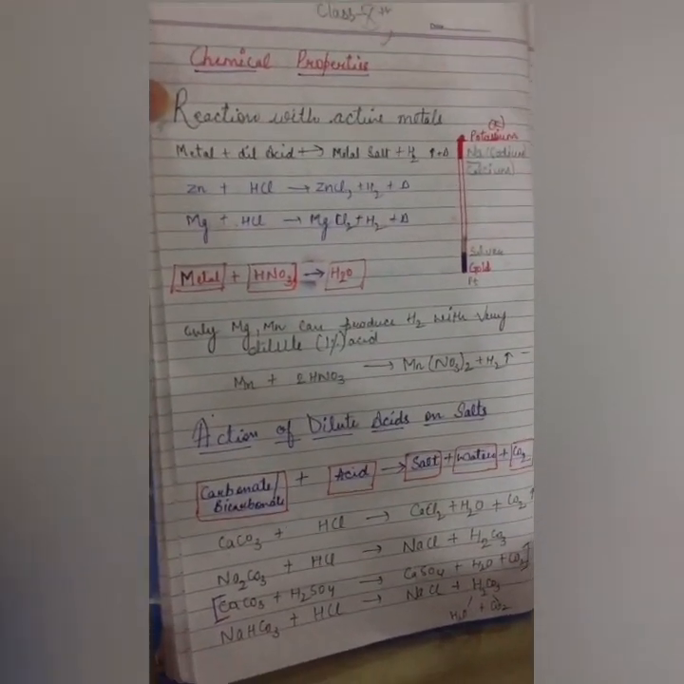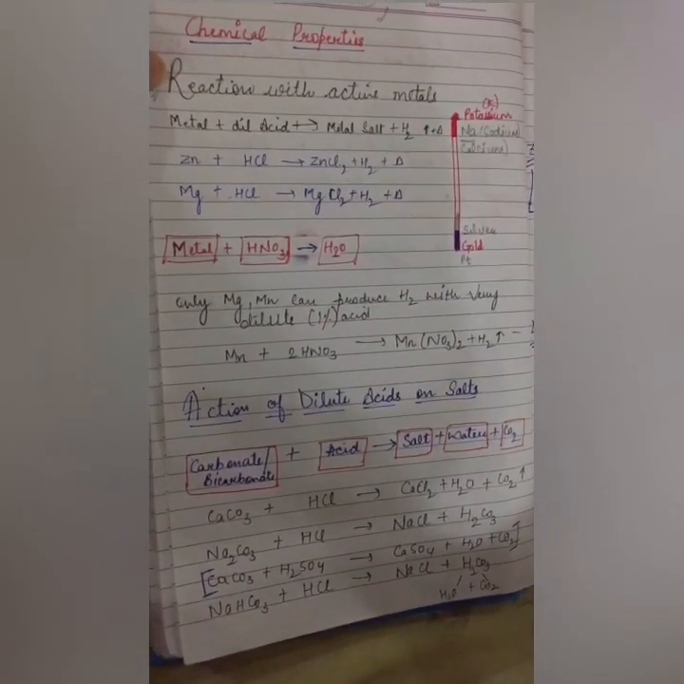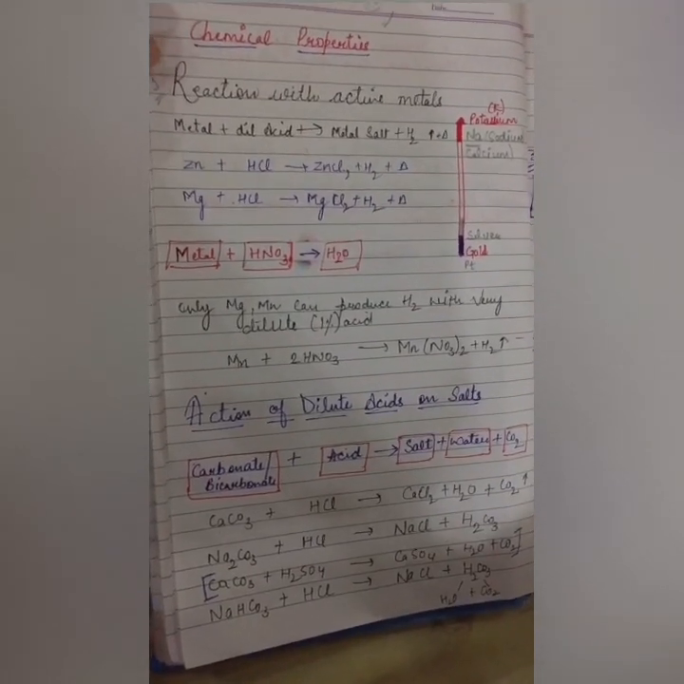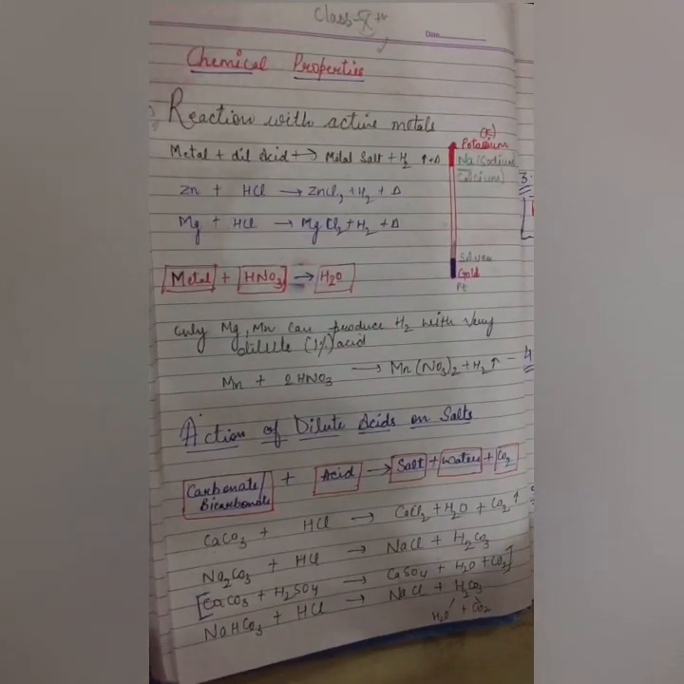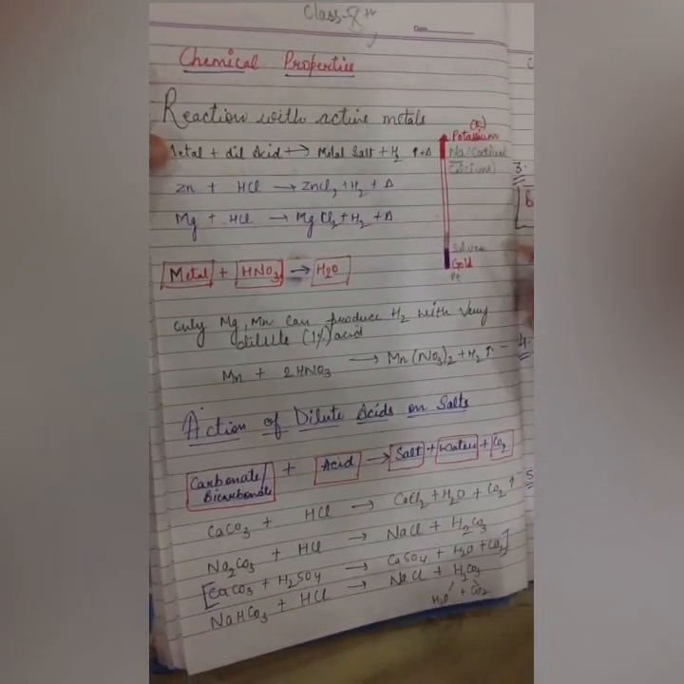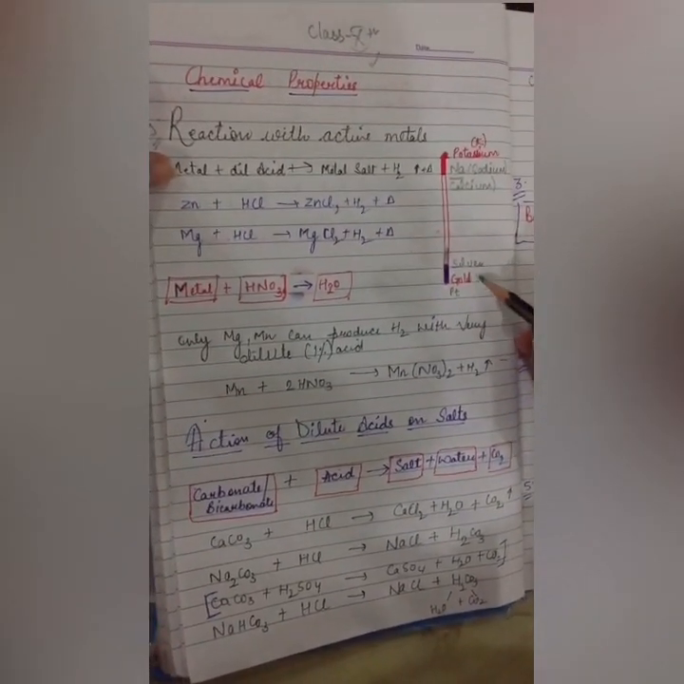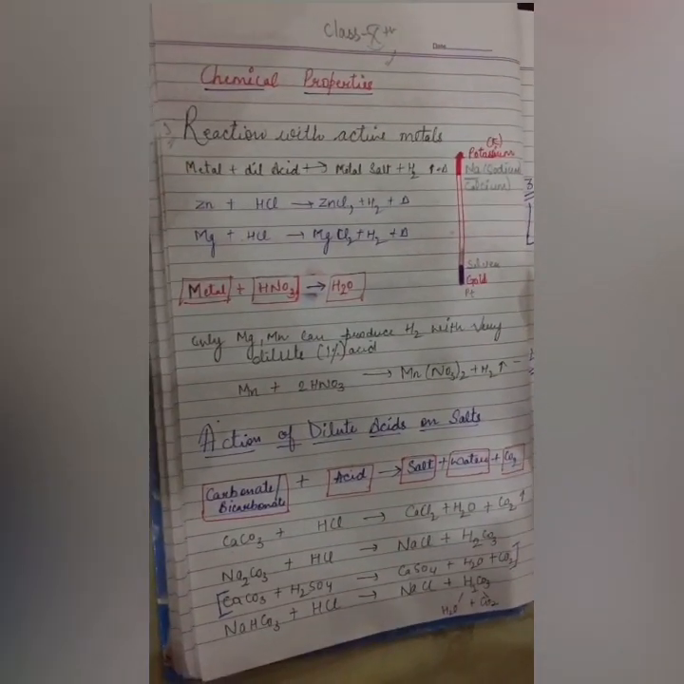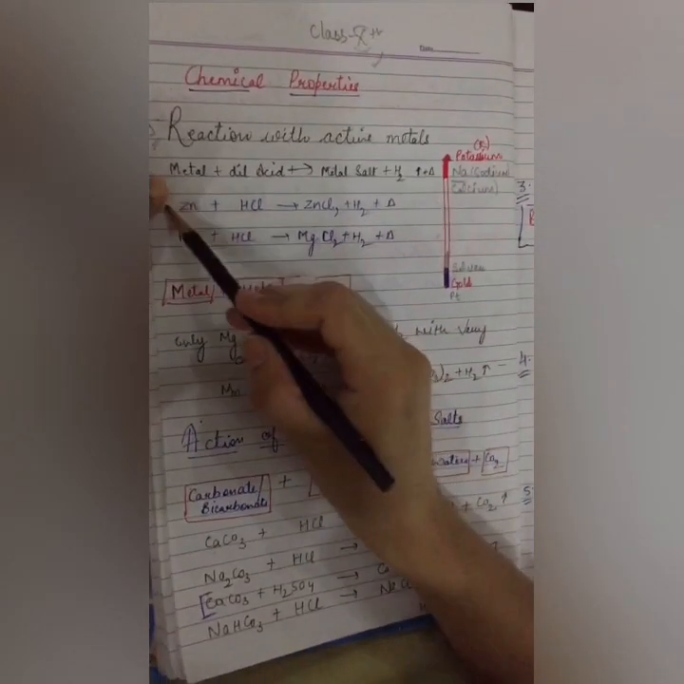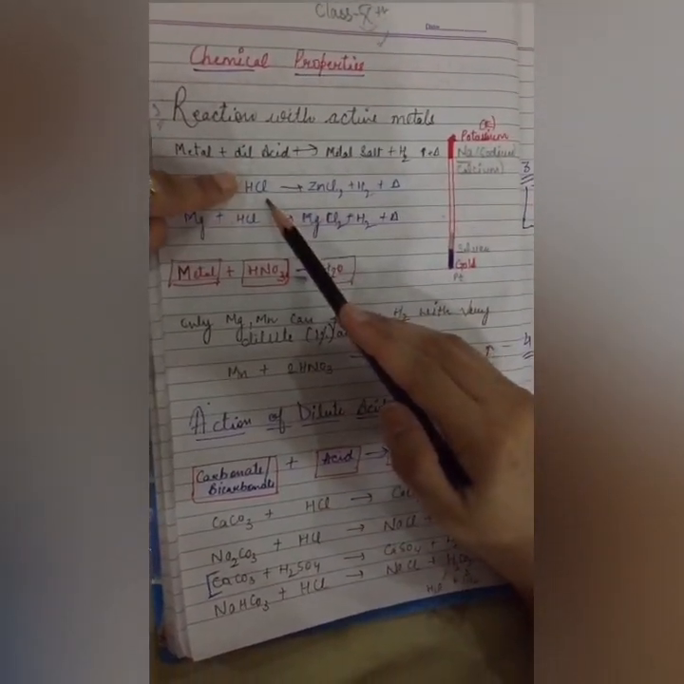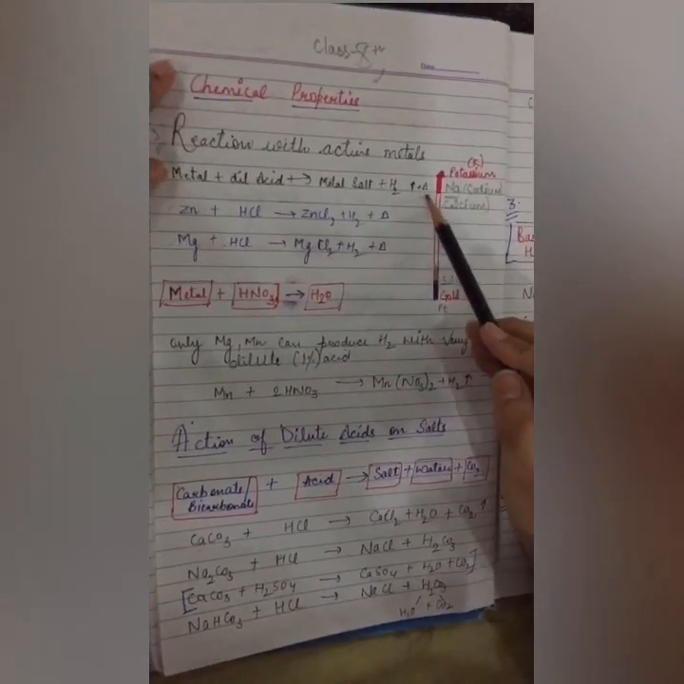We have discussed these things in class 9th and 8th as well: a more reactive metal will displace a less reactive metal from its solution. Now, this is the reactivity series, which we have done starting from potassium till platinum, gold. When metals react with dilute acids, they give salt and hydrogen gas is evolved along with heat.